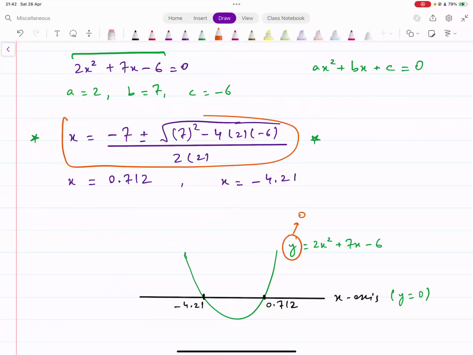So make sure that you show at least this step when you are solving using the quadratic formula, and at least factorize. Okay, this is important.